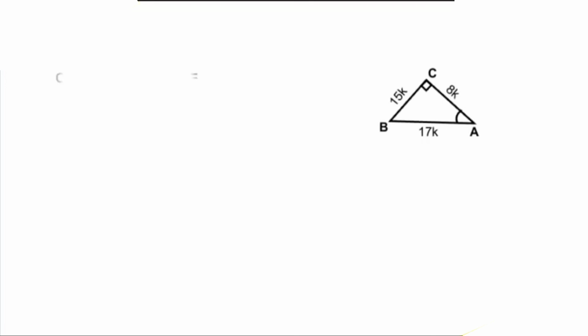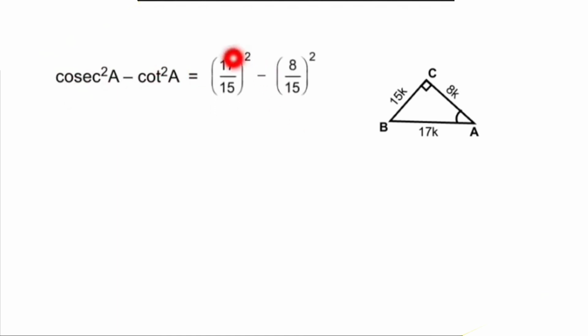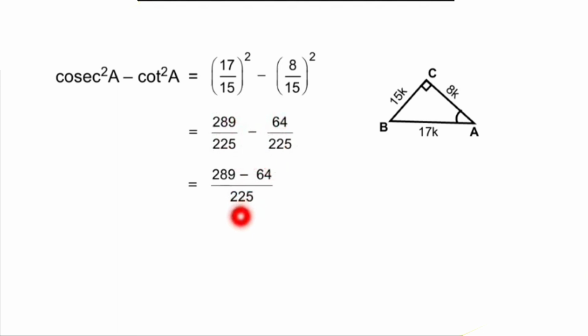Children, now let us substitute the values of cosecant and cot in this expression. Then we get 17 by 15 whole square minus 8 by 15 whole square. By taking the squares for these two fractions, we get 289 by 225 minus 64 by 225. Now let us subtract these two fractions. Then we get 289 minus 64 whole by 225.